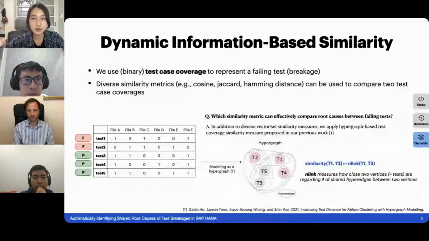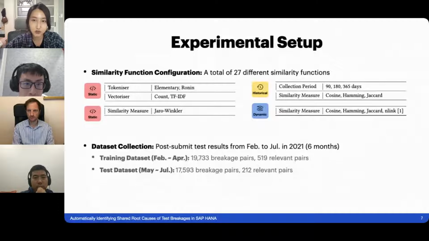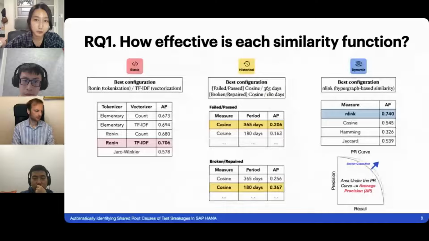Our experiment uses 27 similarity function configurations, and we collected 6 months of test results. The data from the first 3 months were used as the training dataset, and the data from the later 3 months as the test dataset. And we first compared the effectiveness of each similarity function. The effectiveness could be measured using the average precision, which can be obtained by the area under the precision-recall curve. So based on the AP score, we found the best configuration for each information source.